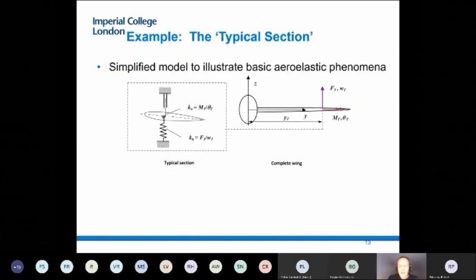How is aeroelasticity typically introduced? I want to spend some time on this because it's the classical way to present aeroelasticity, and it is the most intuitive one I found as well to get an insight into what's going on in the problem.